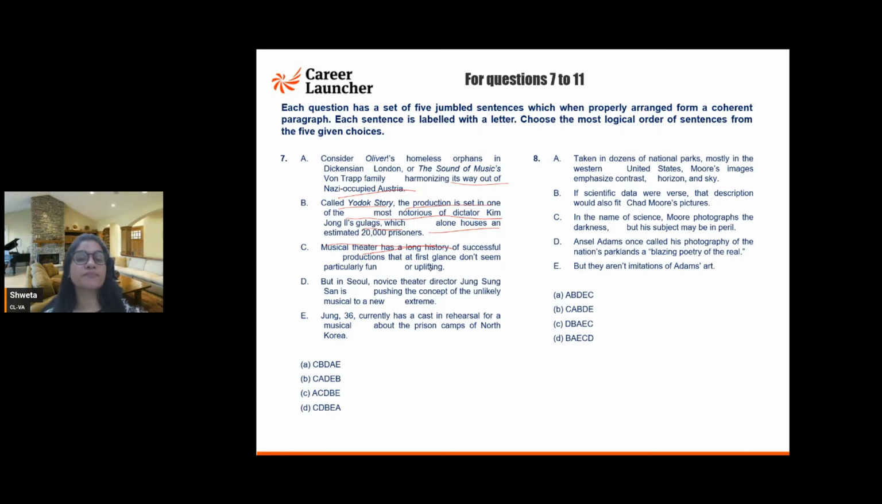Swara, yes. Should it start with C? Musical theatre has a long history. This term history shows that yes, we can start with something in the past. C should be the opening sentence. Now, after C, what should follow? Swara, it's 5 sentences, not 4 this time. Be careful with that. Please give me the complete answer, guys.